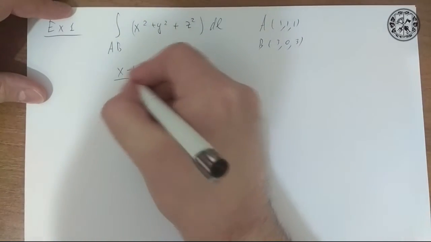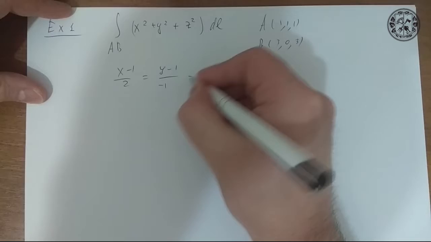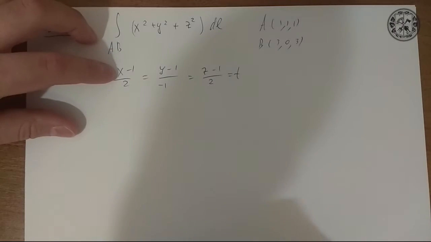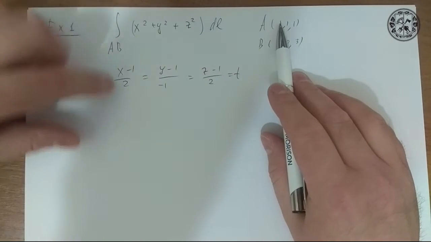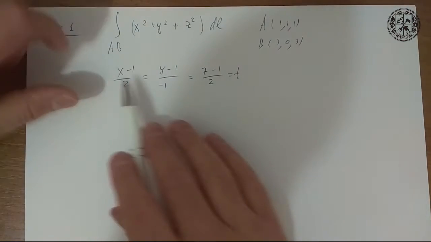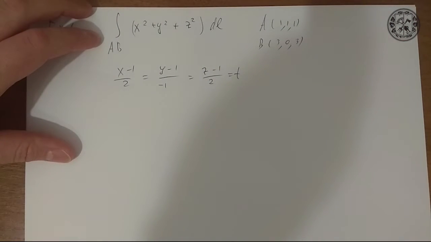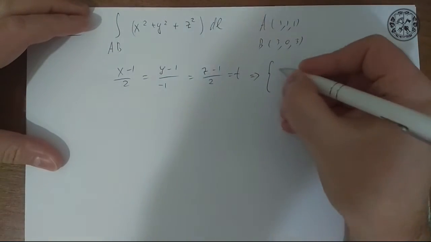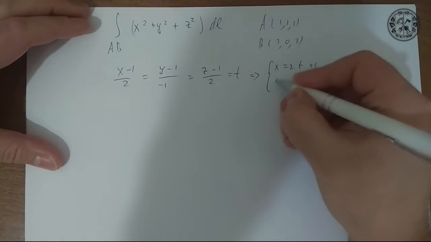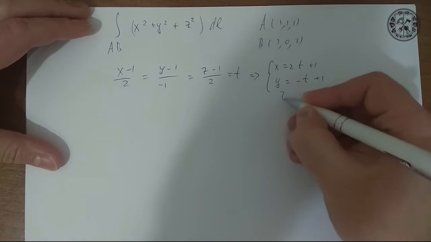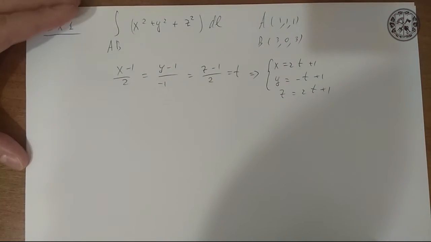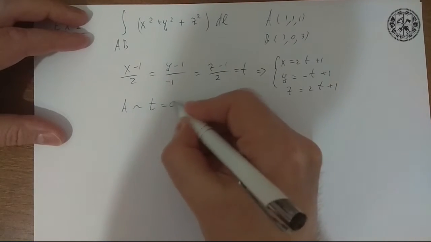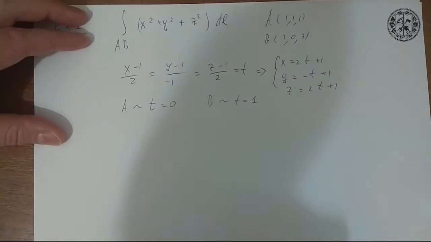(x minus 1) over 2 equals (y minus 1) over minus 1 equals (z minus 1) over 2 equals t. That is x minus the first coordinate, divided by 3 minus the first coordinate, and so on with everything. Each of these parts equals t. From here we express x equals 2t plus 1, y is minus t plus 1, and z is 2t plus 1. Point A corresponds to t equals 0 and point B corresponds to t equals 1.